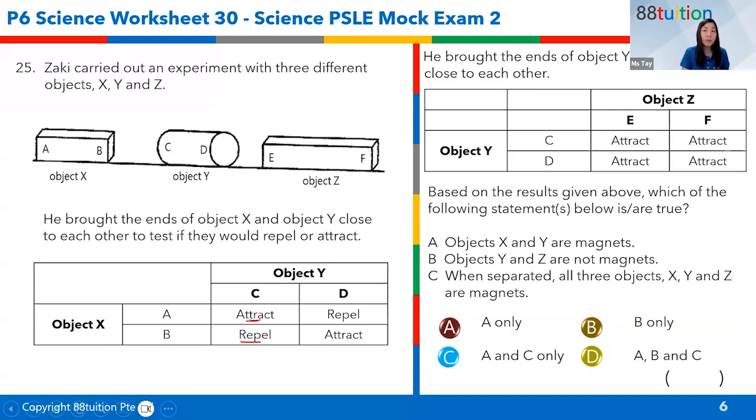Now, what is the important thing you have to know in this question? Yeah, thank you. Magnets. So tell me, how do you find out whether 2 objects are magnets? How do you know? What is the only thing you need to look out for to confirm that 2 objects are magnets?